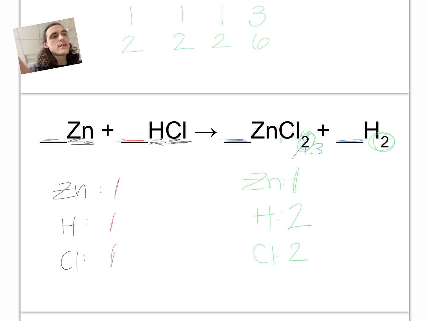I'm going to put a 3. That's not something I can do because now I've made a different compound. It's no longer zinc chloride. It's still called zinc chloride, but it's a totally different compound. Okay, so I can't switch that.